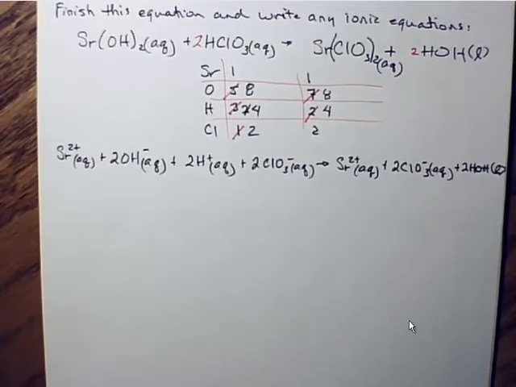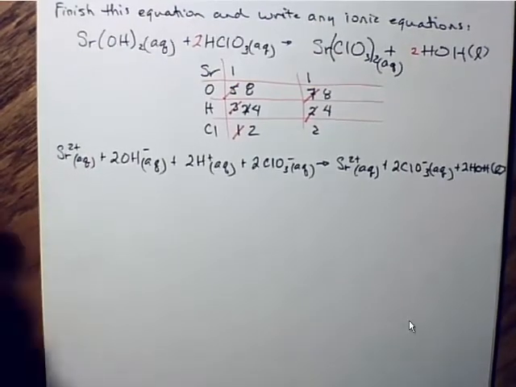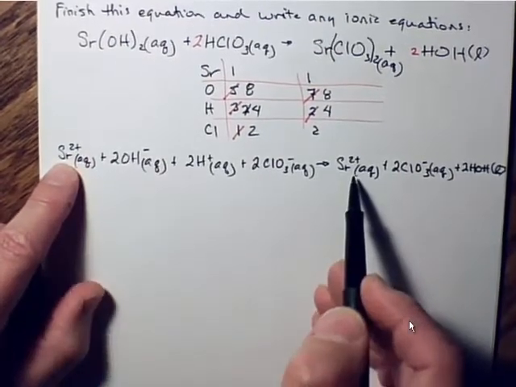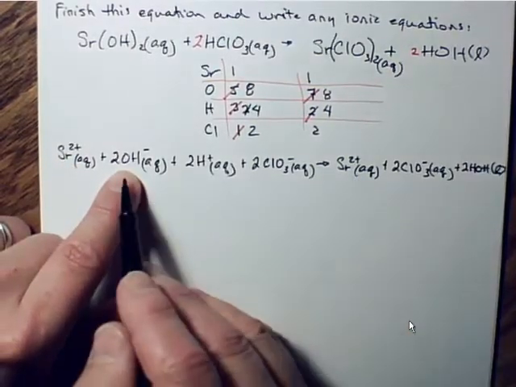And then to write the net ionic equation, we only keep the things that change. Everything that doesn't change, we're going to leave out. Because if it doesn't change, it's not in the game. It's a spectator. It's a spectator ion. That's what we call it. So strontium is the same on both sides. We're not going to keep it.